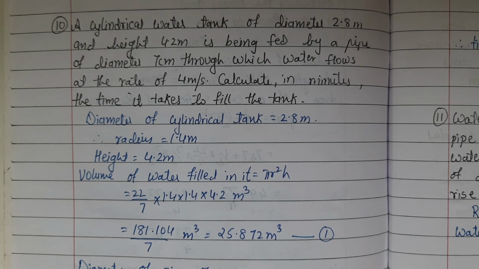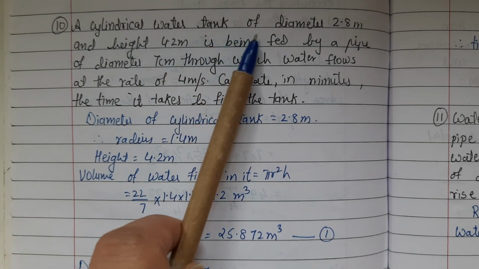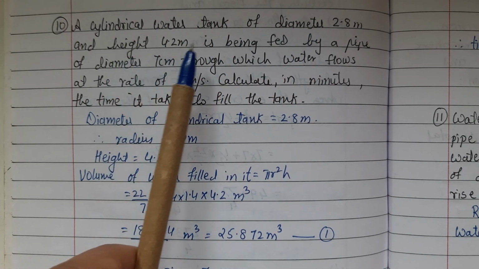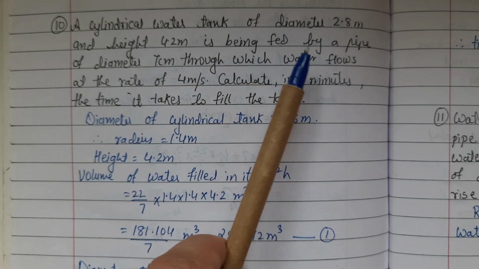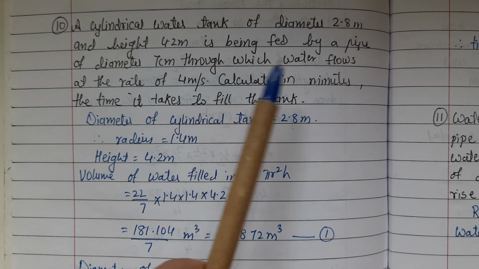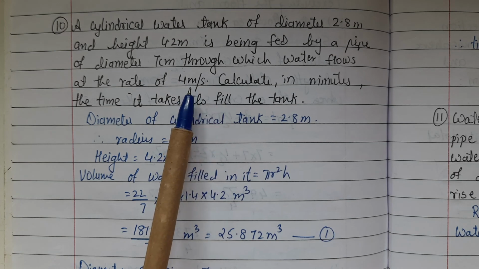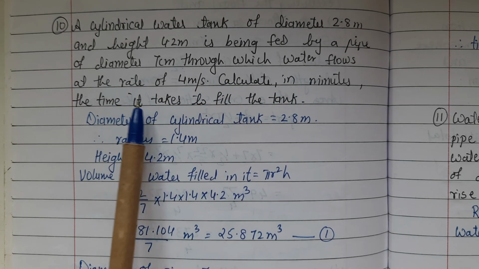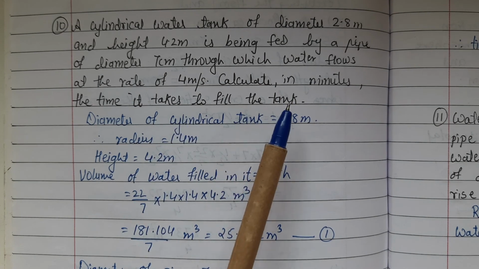Sum number 10. A cylindrical water tank of diameter 2.8 meter and height 4.2 meter is being fed by a pipe of diameter 7 centimeter through which water flows at the rate of 4 meter per second. Calculate in minutes the time it takes to fill the tank.